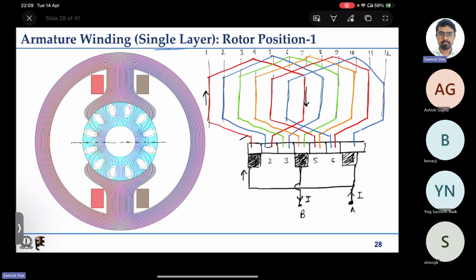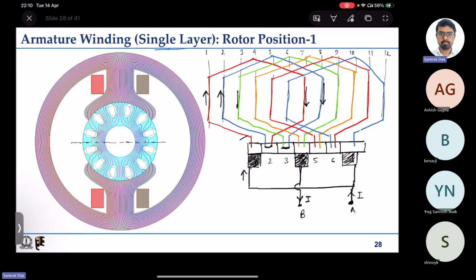From commutator 2 it will get shorted. These are internally shorted, so current will go to coil 2. It will flow like this through the blue one, and it will come back from the other blue slot, slot 8, like this. Then again it will come to commutator 3. It will get shorted to the commutator segment 3.